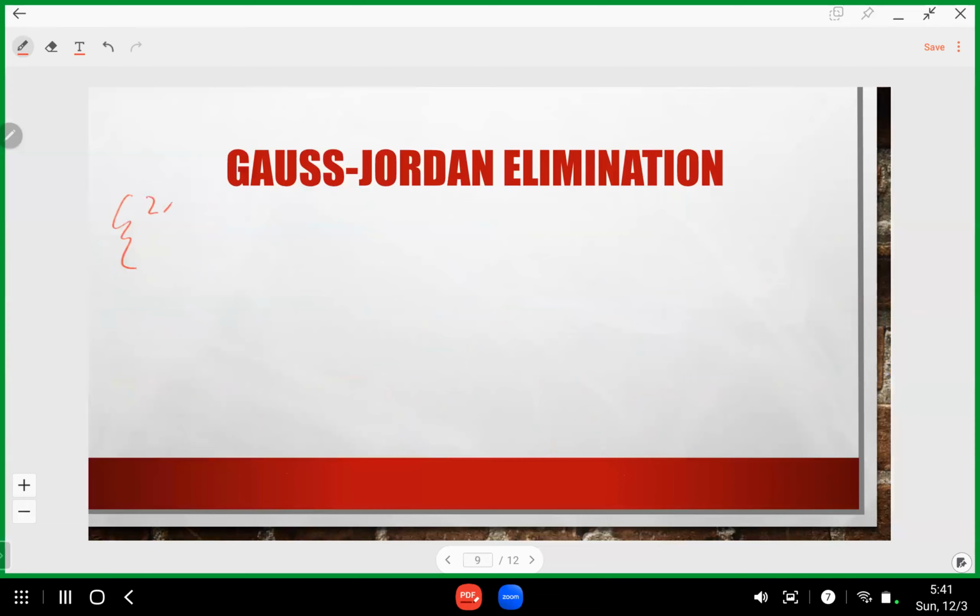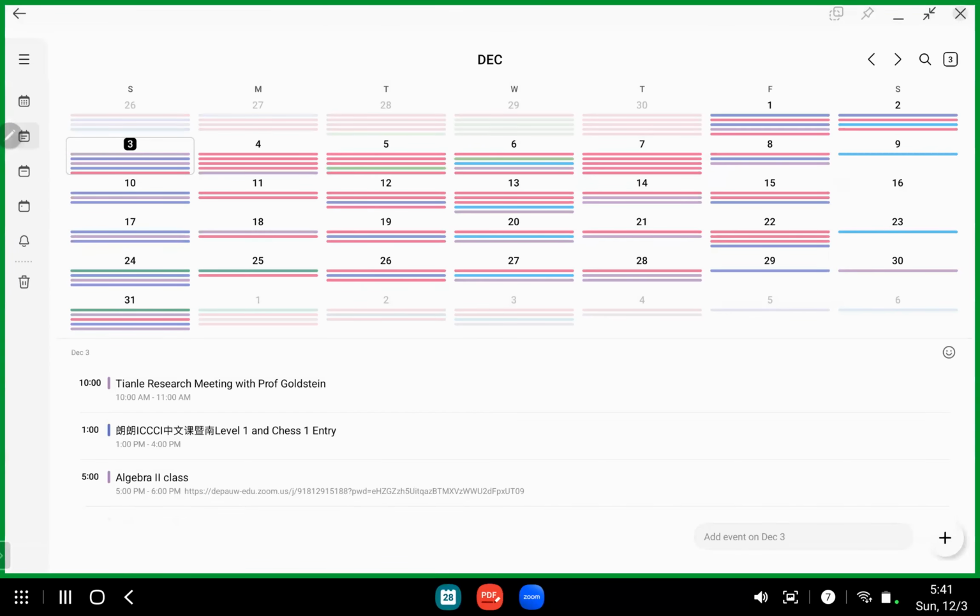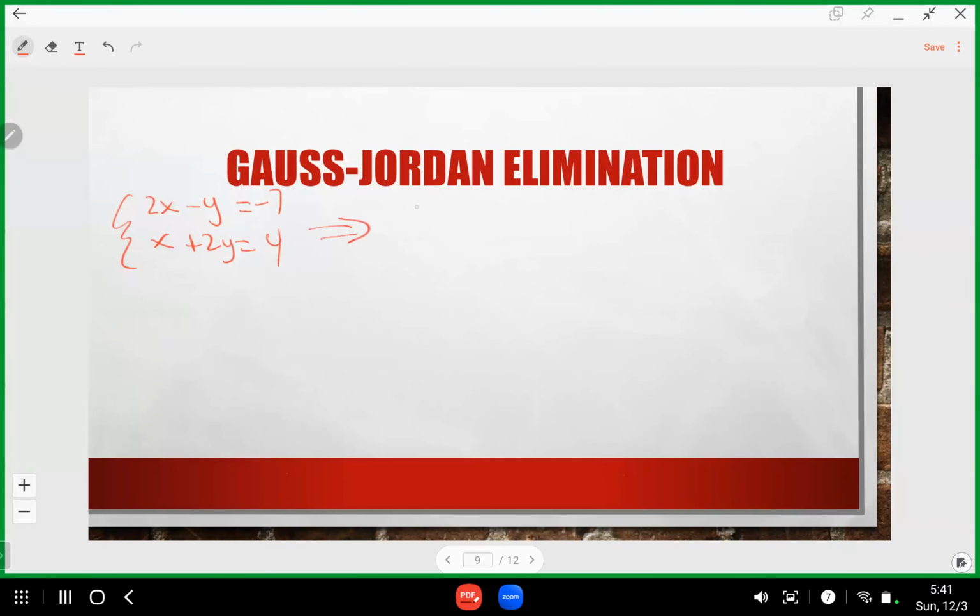Let's say 2x minus y is equal to -7, and x plus 2y is equal to 4. Okay, so now we have to convert this to a matrix, which is pretty easy, right? Just a 2, -1, -7, and then 1, 2, and 4. We convert that to a matrix. Okay, so now we use Gauss-Jordan elimination to try and solve this.